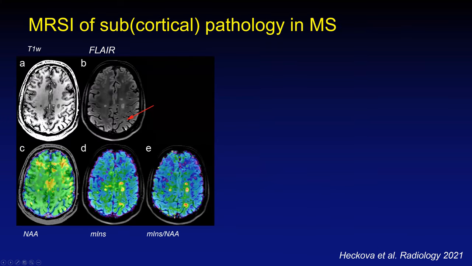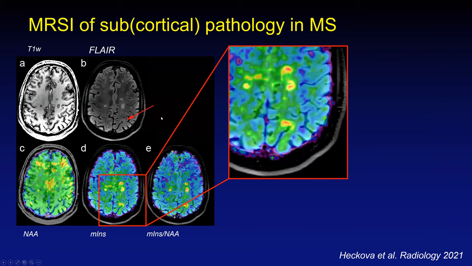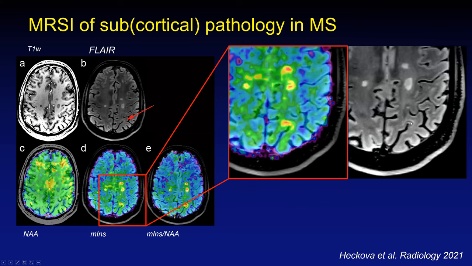This is also very important if you want to, for instance, look at cortical pathologies. Cortical lesions are a very hot topic in MS, and it's not easy to see this cortical lesion on this FLAIR image, but you can see nicely the metabolic changes here on this myo-inositol to NAA map.